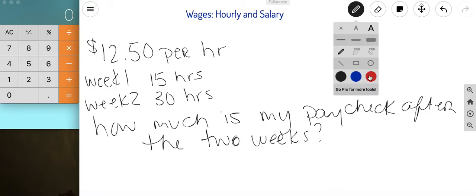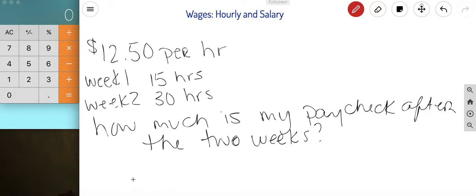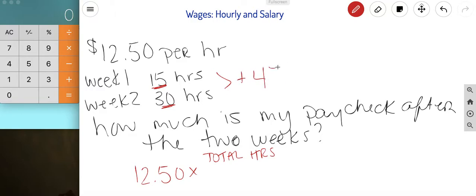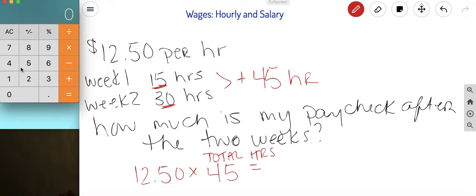So again, let's calculate this. So how we're going to do this, we're going to take our hourly rate, right, and we're going to multiply it by how many total hours we worked. Okay, so 1 week we worked 15, 1 we worked 30, so we actually need to add them up together so we can get a total. In the 2 weeks we worked 45 hours. So we're going to multiply that by 45. Now I'm going to use my handy dandy calculator over here. So we have 12.50 times 45, and that is how much we made after 2 weeks.